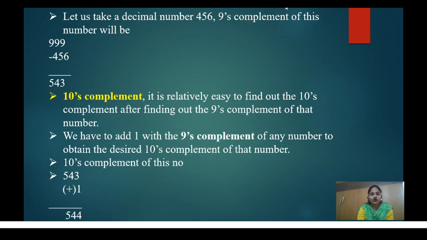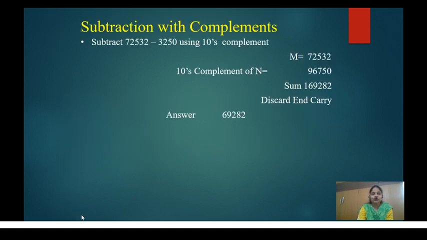So here is the decimal number 456. If you want to find out the 9's complement of this number, 10 power 3 minus 1. 3 is the number of digits. 999 minus 456. This is the 9's complement. Add 1 to get the 10's complement. Subtraction. This is the subtraction with the complements.